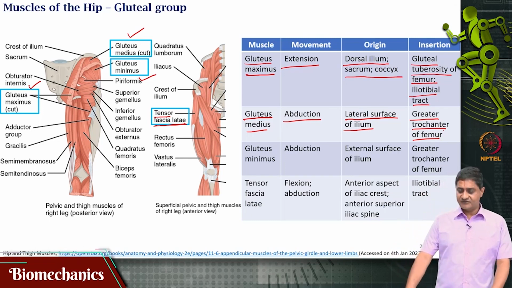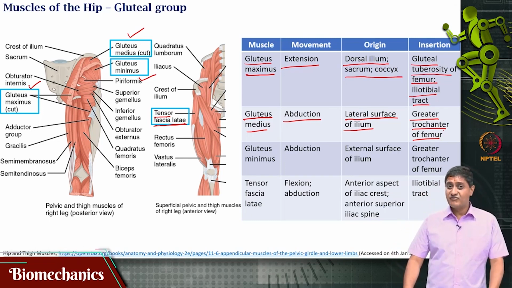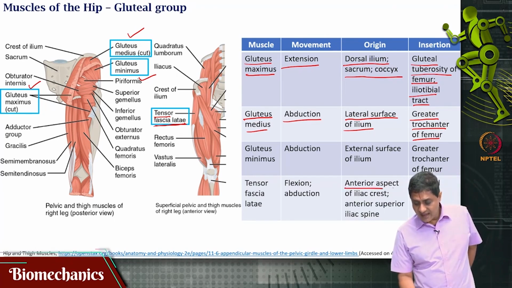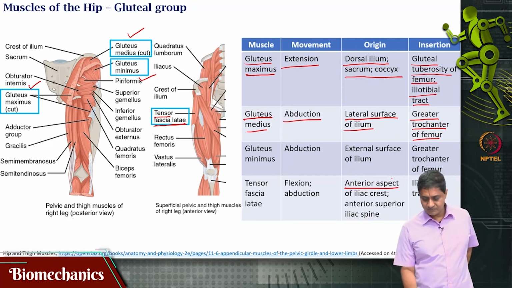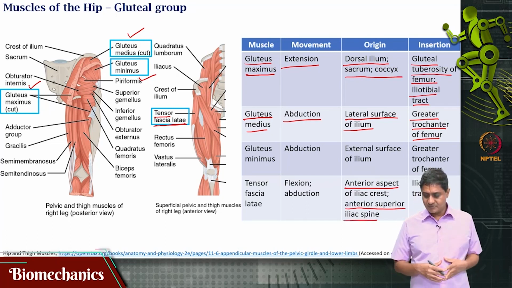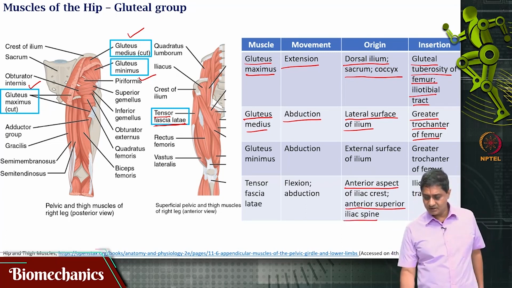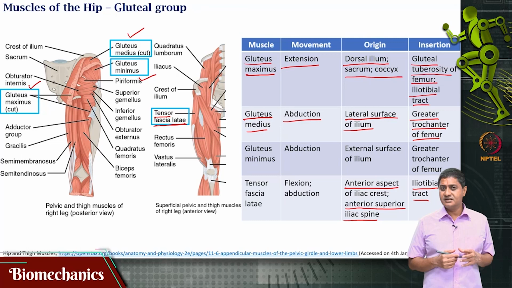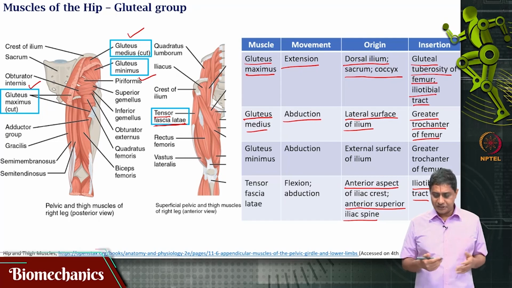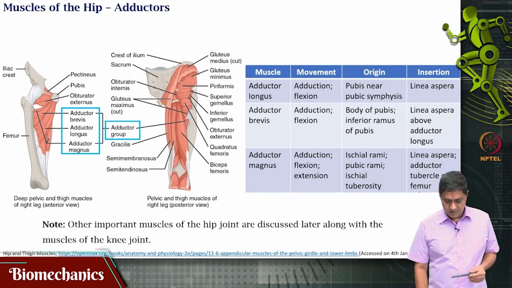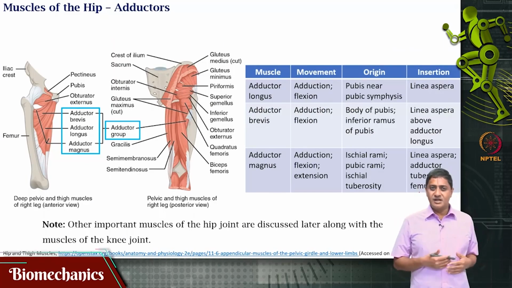And the other muscle is tensor fascia latae. Its function is flexion and abduction. It is found on the anterior aspect of the iliac crest and the anterior superior iliac spine, and the insertion is on the iliotibial tract. So, what you are seeing is that the functions performed by these muscles are abduction, extension, flexion, abduction. We are not done yet because we have only seen abduction so far.